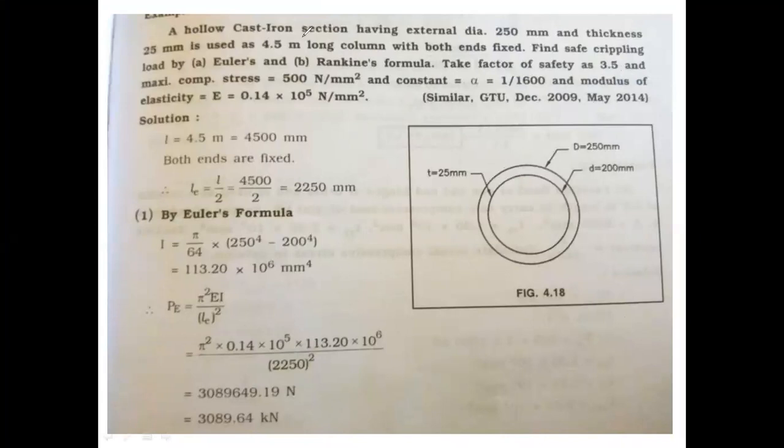A hollow cast iron section having external diameter 250 mm. So the external diameter of the hollow circular section is 250 mm, and thickness is 25 mm. It is used as a 4.5 meter long column with both ends fixed.